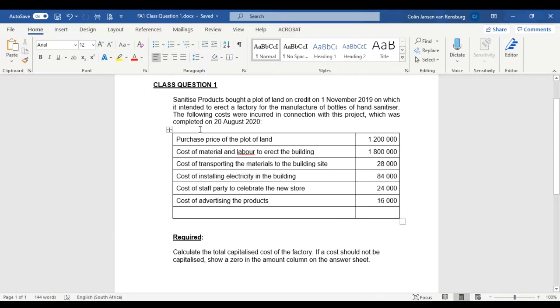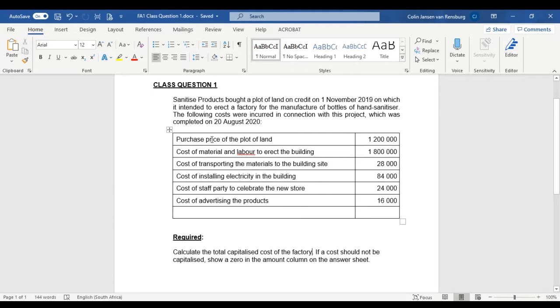So now let's go and read the question. They say there, Sanitized Products bought a plot of land on credit on the 1st of November 2019, on which it intended to erect a factory for the manufacture of bottles of hand sanitizer. The following costs were incurred in connection with this project, which was completed on the 20th of August 2020. And then they provide us with various costs, and we've got to go and determine whether it should be capitalized as part of the cost of this factory, in other words, the property, plant and equipment, or should it be written off as an expense?